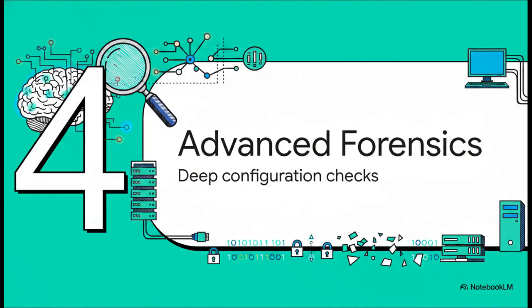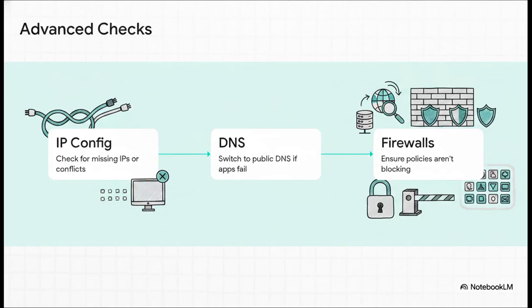Let's shift gears a bit. Section 4, Advanced Forensics. Let's move to Step 6 and see how this all builds systematically. We need to eliminate deep configuration errors. Step 6, check your IP configuration for missing addresses or conflicts from the DHCP server. Step 7, check the DNS. If you can ping a raw IP address but your browsers just won't load websites, switching over to a public DNS, like 8.8.8.8, is often an absolute magic fix.